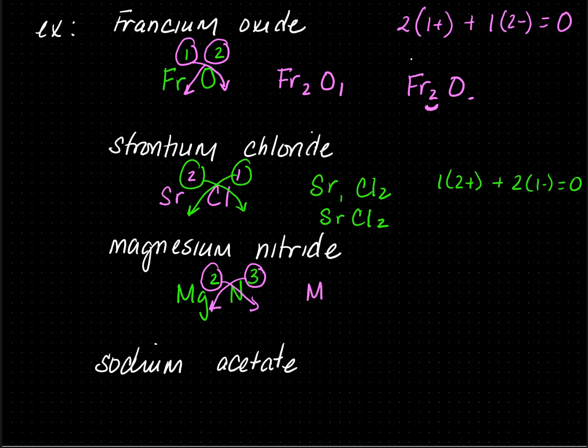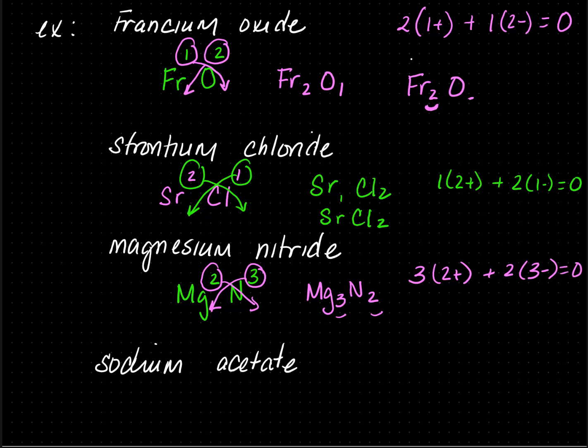So the correct formula for magnesium nitride is Mg3N2. We could recheck if it's balanced. 3 Mgs, the charge of Mg is 2+. There are 2 nitrogens, the charge of nitrogen is 3-, which equals 0.